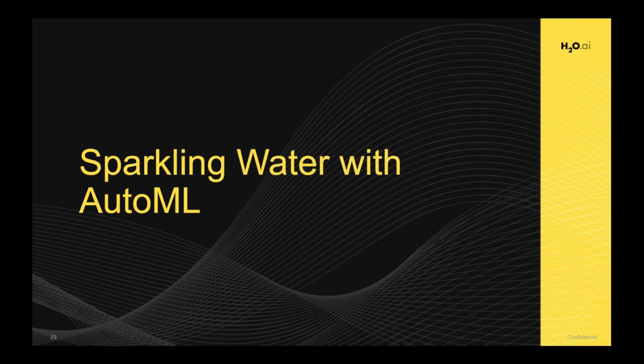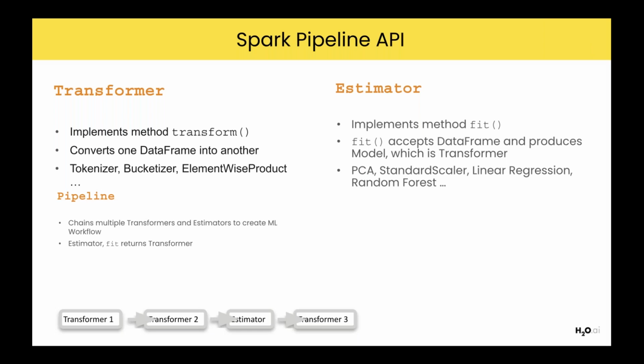So this again gives the same picture. And now we'll go into some code and how we actually do things. So this is the Spark pipeline API. We leveraged that using Sparkling Water, as in you have the transformers which have the transform methods and convert a data frame into another data frame. We can use transformers like tokenizer, bucketizers, element-wise products, etc. In the pipeline we can chain multiple of these transformers and use them. We use the estimator and then fit it, and then we get a transformer back.